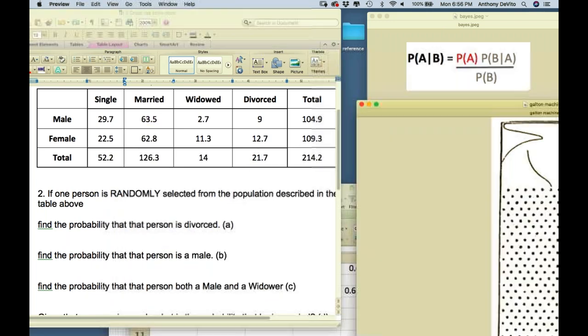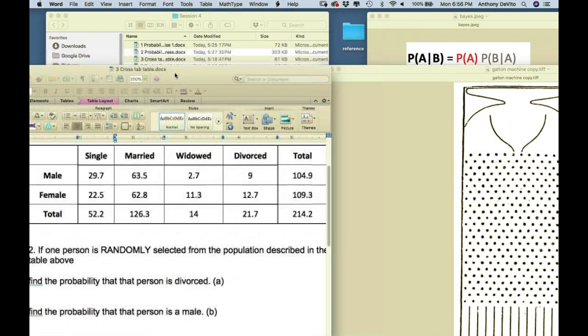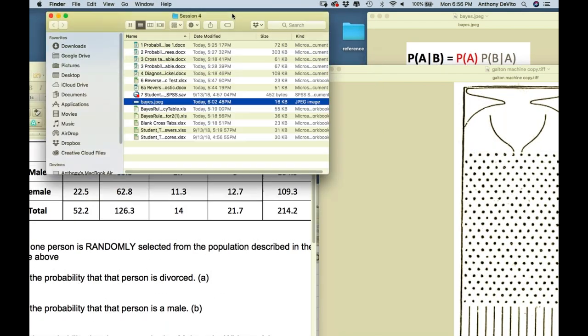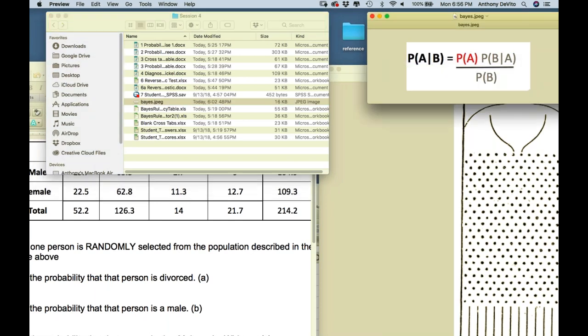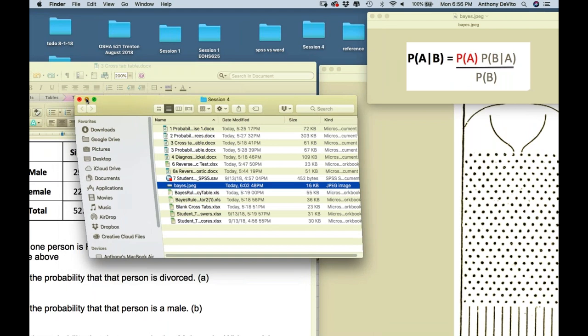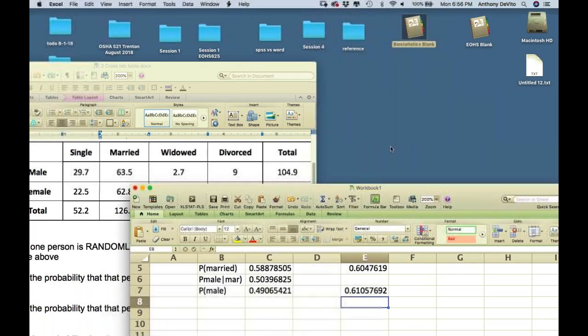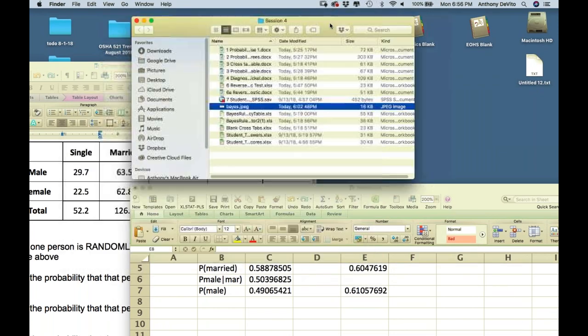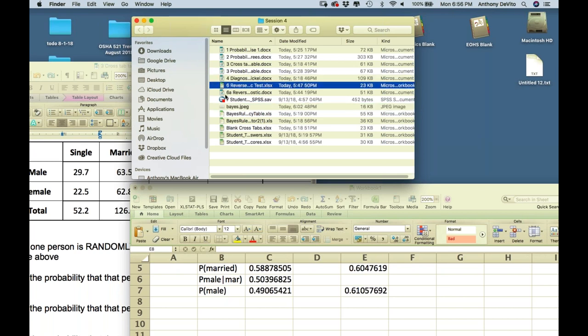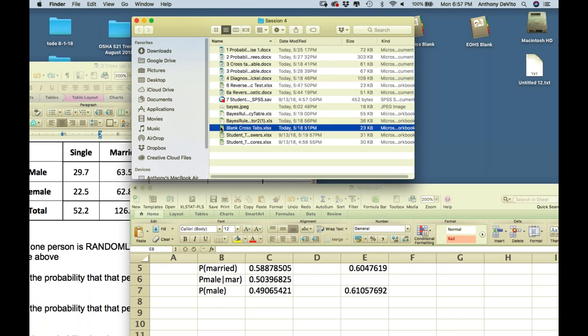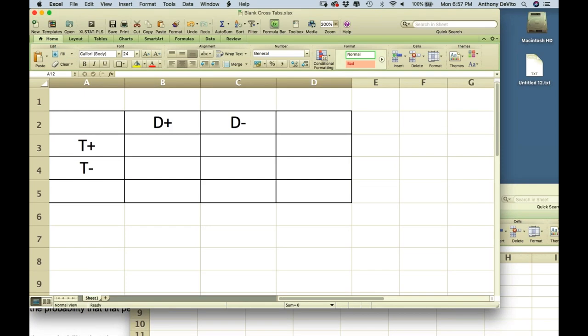Okay. I think I've got to get you guys a little bit more involved here. You have paper and you have some computers. How about if you open up Excel? If you go onto Blackboard, you'll find an Excel file called blank crosstabs. It looks something like this. Or you could just make that up. You don't need the shaded boxes and outlines and stuff like that.